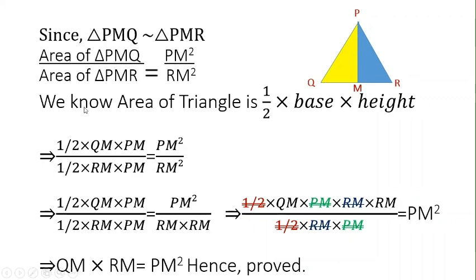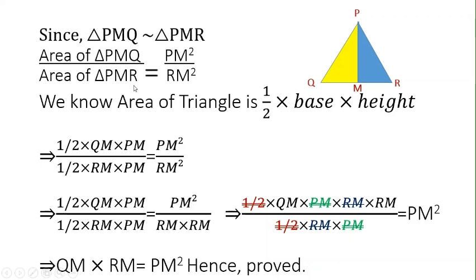Now coming back to the area of a triangle, it is a simple formula that we know. Area of the triangle is nothing but half into base into height. So applying the same formula, for triangle PMQ we are taking half into base into height. Here for PMQ, base will be QM and height will be PM. And we have written like this: half into QM into PM.